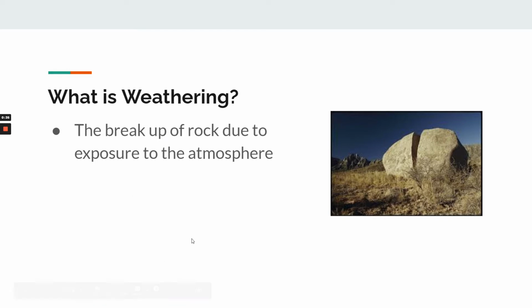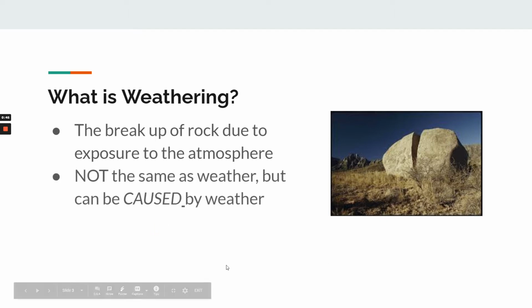So this happens to rocks that are at the surface, not the rocks that are buried deep below ground, but the rocks that are exposed at the surface to the atmosphere. So two things like weather. They are not the same as weather. So rain is not weathering, but rain can cause weathering. So any type of weather event can cause weathering, but please don't confuse them. I know that the words sound very similar, but they're not interchangeable.